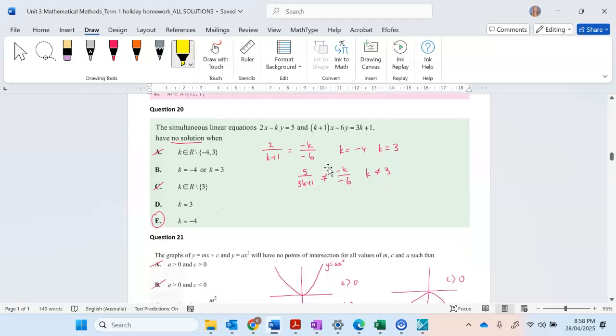And then we'll stop at 20. The simultaneous linear equations, blah, blah, blah, have no solution. We've done so many of these, and this is not a hard one. It does have k in there, but just remember, this is your coefficient of x, put in brackets for you. So here we've got 2, so it's 2 over k plus 1. And don't forget your negatives as well. Solving for k, you can solve on your calculator. It's no solution, so we want parallel lines, so we don't want these to be equal. So can't equal 3.